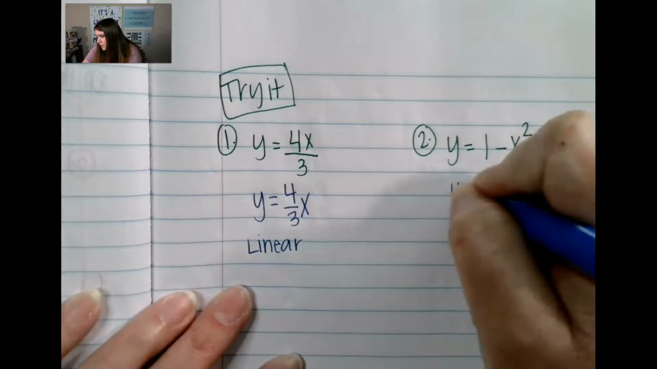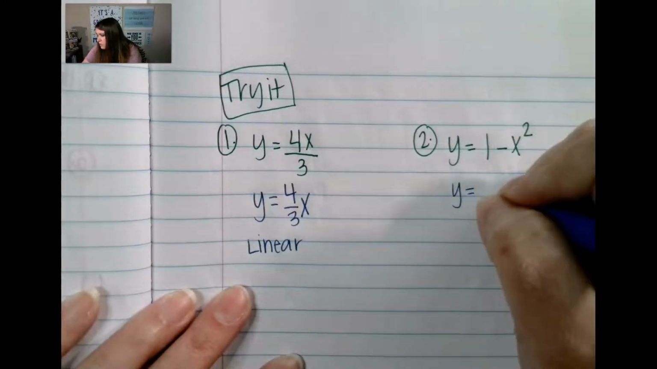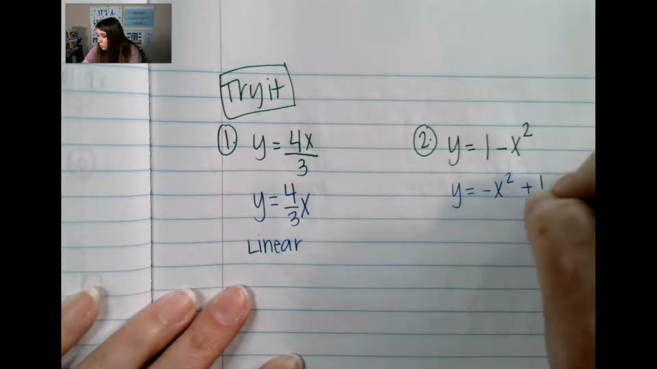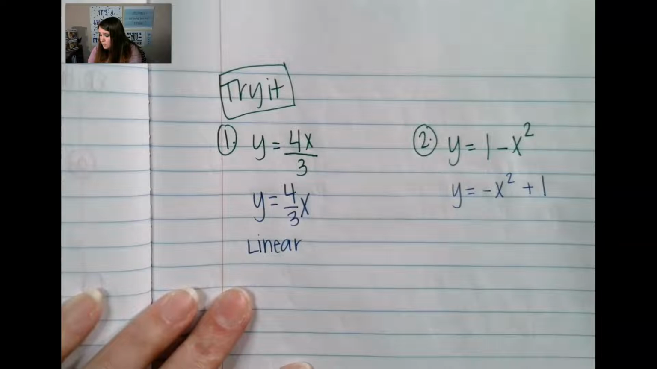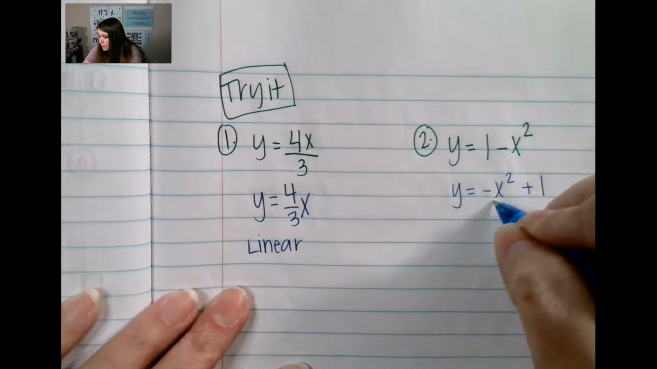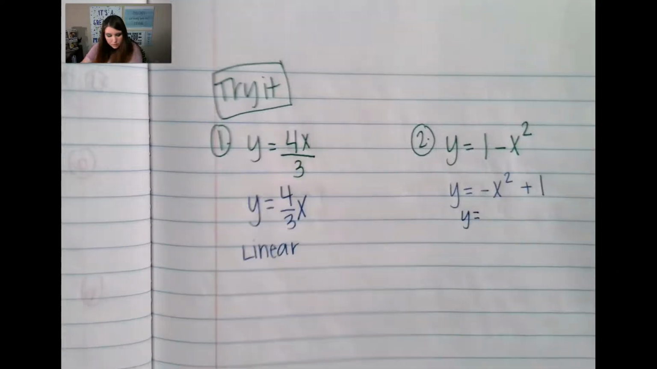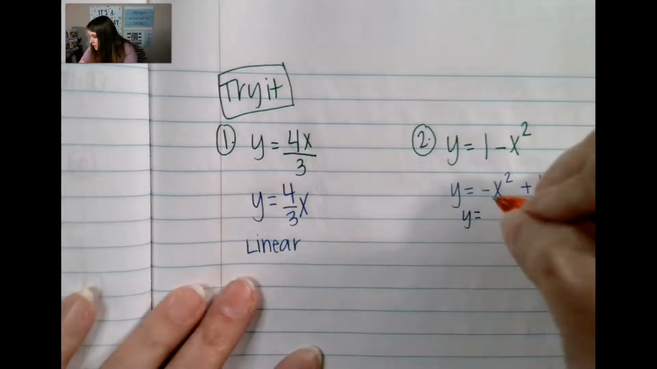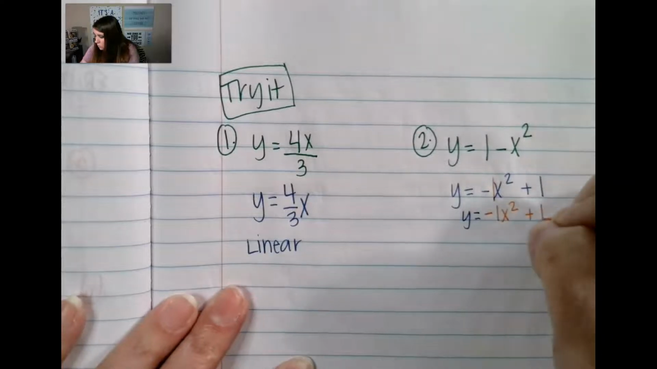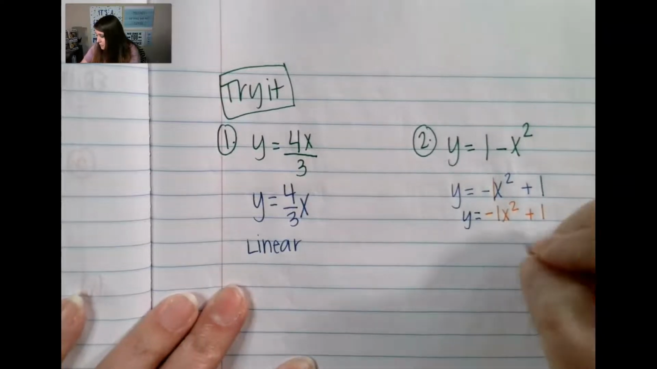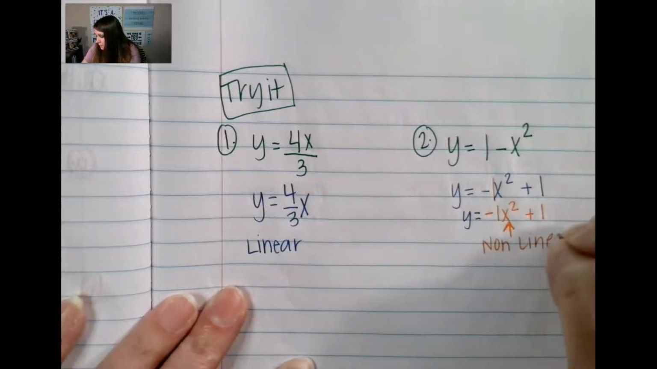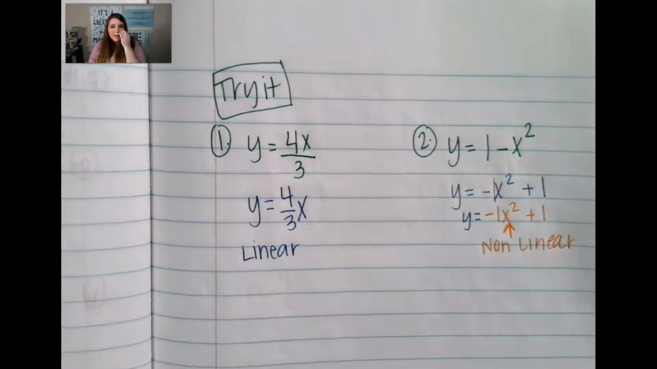If we use the commutative property and say negative x squared plus 1, this problem here is not linear. It does say y equals, right? You can put this 1 right here, and that is negative 1x squared plus 1. It's because of this squared right here that it is non-linear. So this one is non-linear because it has x squared.